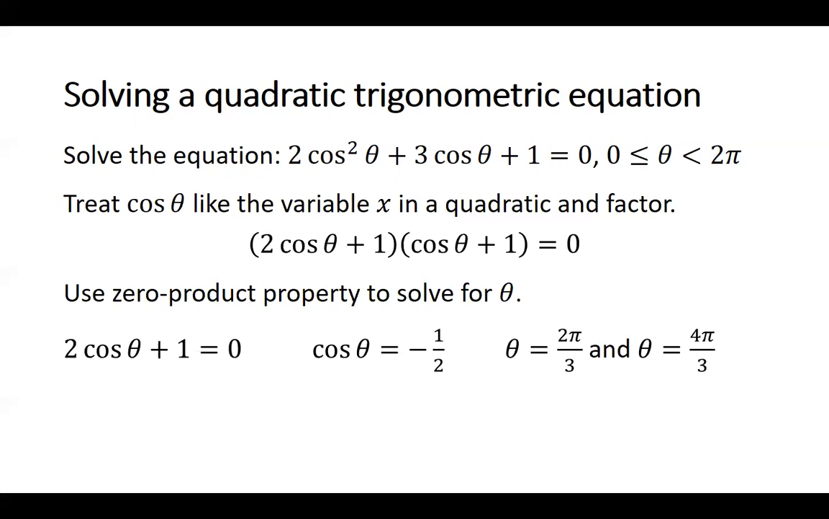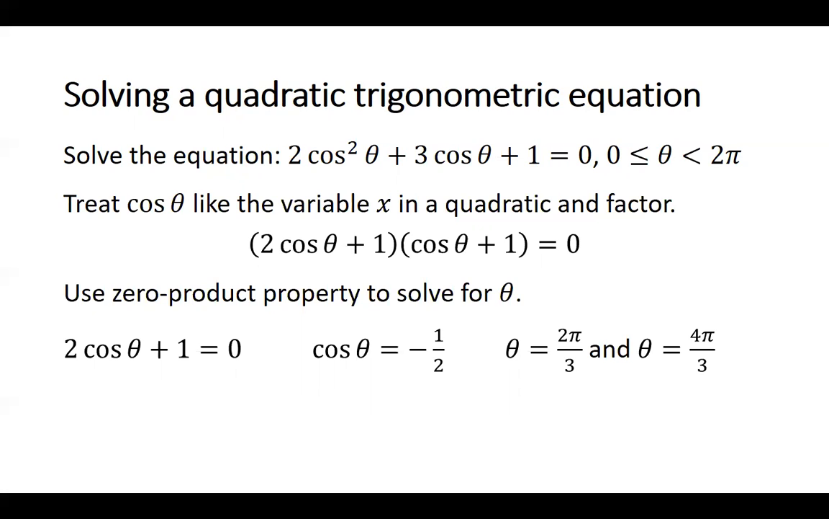So 2 cosine theta plus 1 equals 0. If we subtract 1 from both sides and then divide by 2, we get cosine theta is equal to negative 1/2. And then if we take the inverse cosine of negative 1/2, we get 2 pi over 3 for theta.